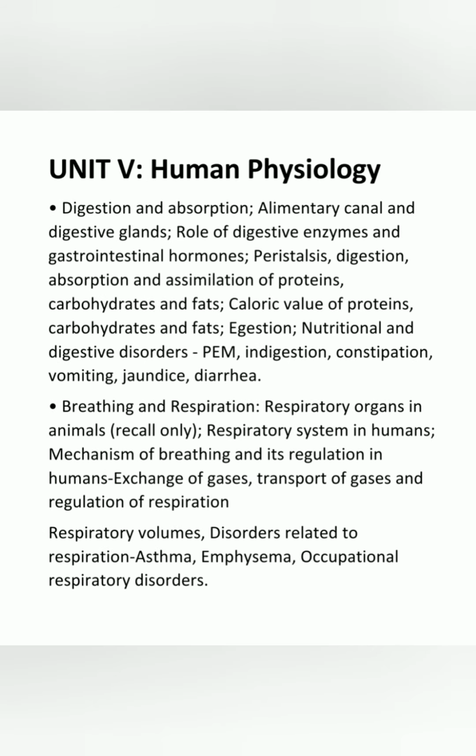Unit 5 from Standard 11th includes human physiology like digestion and absorption, alimentary canal and digestive glands, role of digestive enzymes and gastrointestinal hormones, peristalsis, digestion, absorption and assimilation of proteins, carbohydrates and fats, caloric value of protein, carbohydrate and fats, egestion, nutritional and digestive disorders like PEM, indigestion, constipation, vomiting, jaundice, diarrhea.